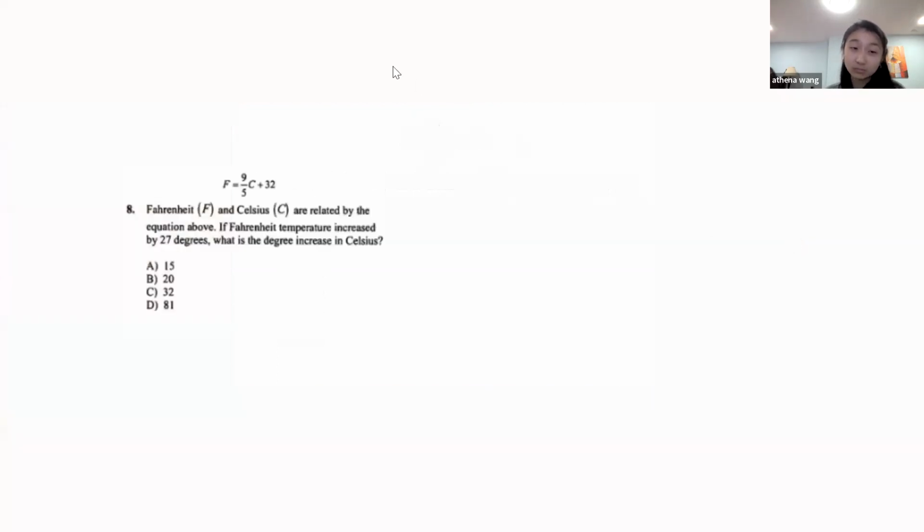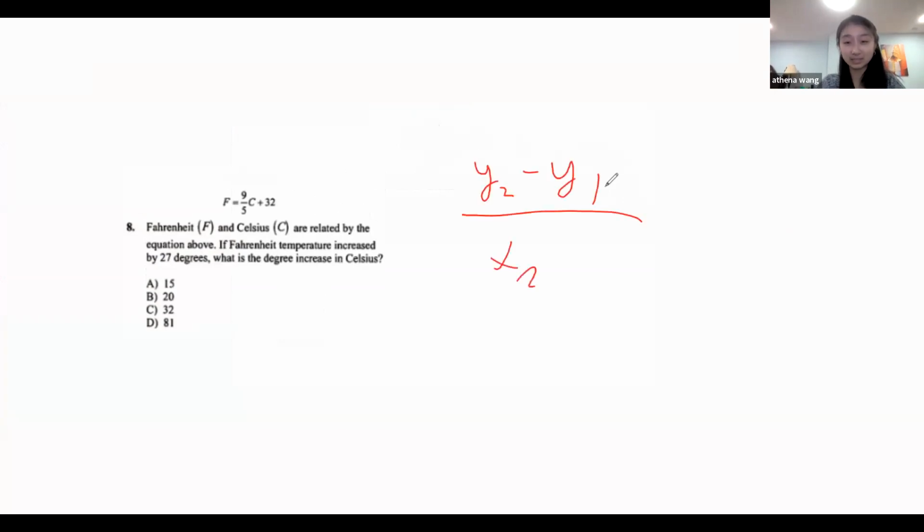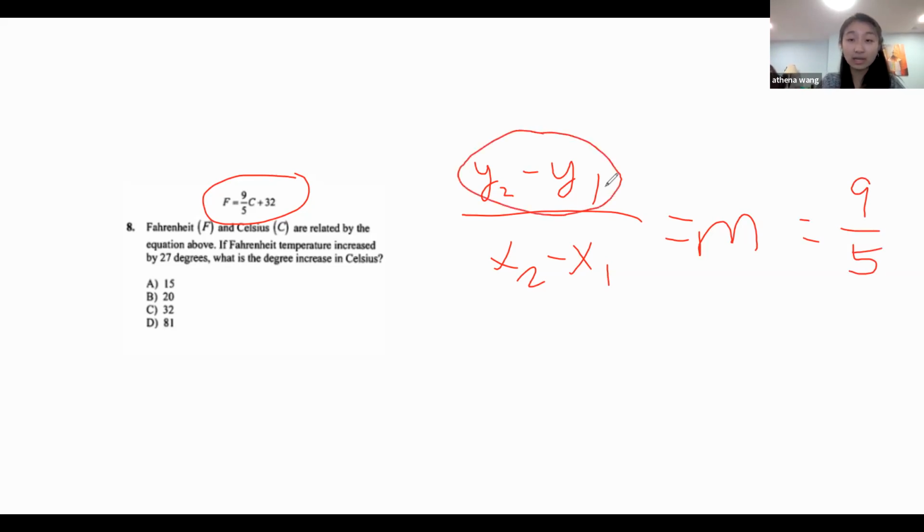So I will model this for us. So we know that the change in the y, because we have y2 minus y1 over x2 minus x1, is the slope. And in this equation, the slope is 9/5. Okay? And then we have the change in the y. So the change in the y, this is just the change in the Fahrenheit. So it increased by 27. So this is positive 27.